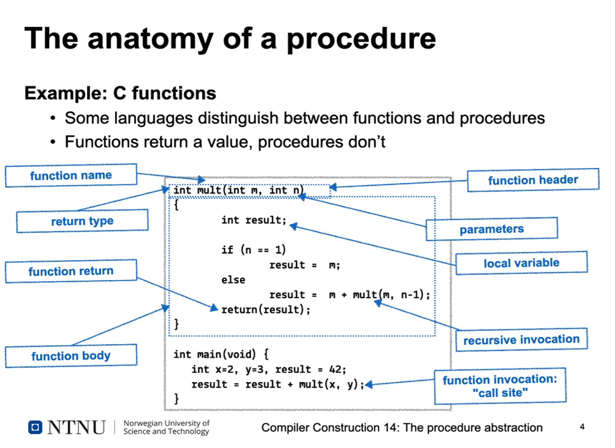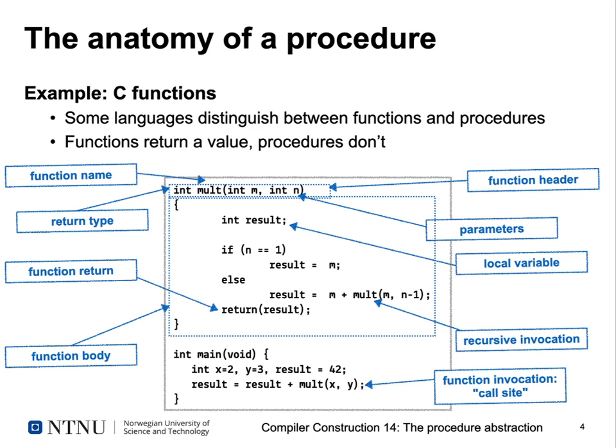So as an example, let's take a look at C functions here. A side remark is that some languages actually distinguish between functions and procedures. For example, Pascal does this. A function is some subprogram that returns a value, whereas a procedure is a subprogram that doesn't return a value, but it takes a number of values.